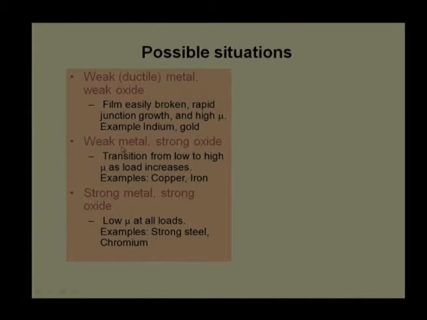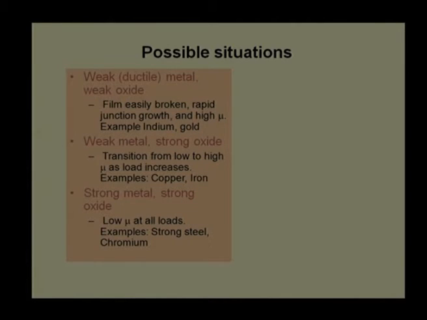We can take another example. We assume that there is a weak metal, the shear strength is low, but there is a strong oxide. Here, a strong oxide means adhesion of the oxide layer on the material, exclusively that. In that case, what will happen initially? The coefficient of friction will be very low, or maybe say a reasonably low value.